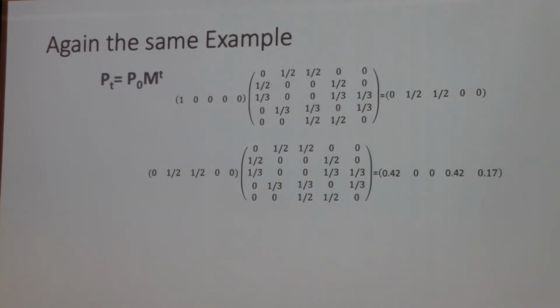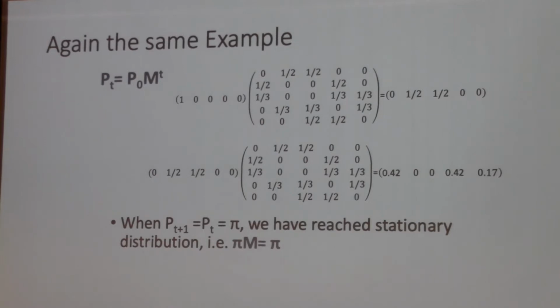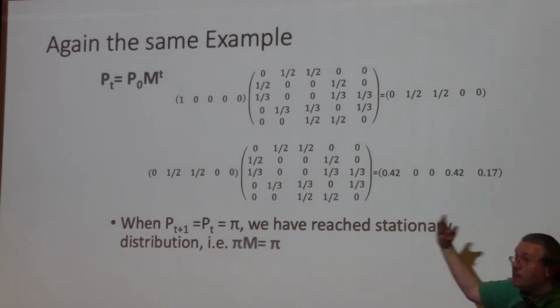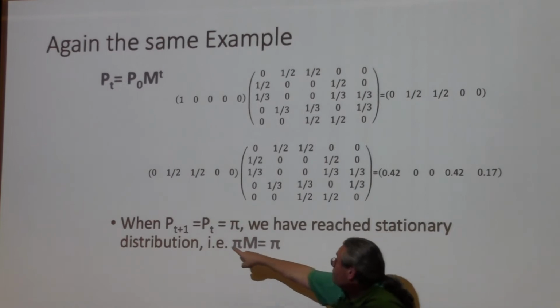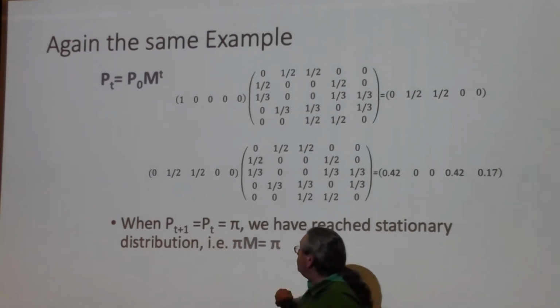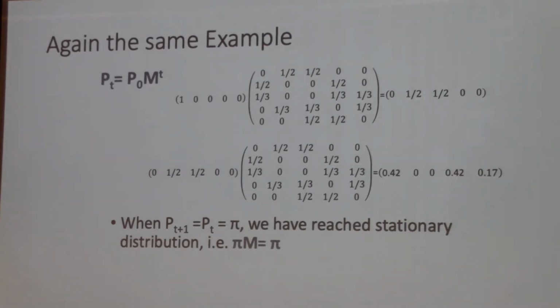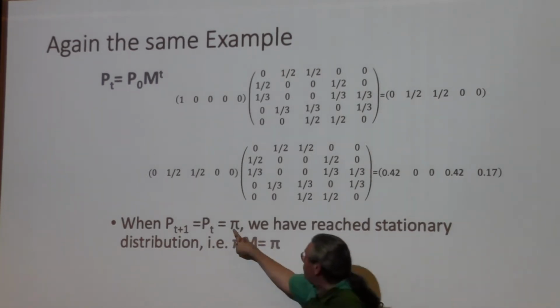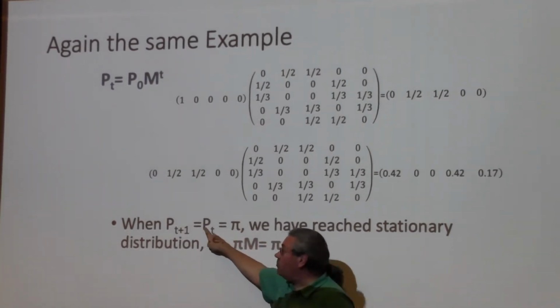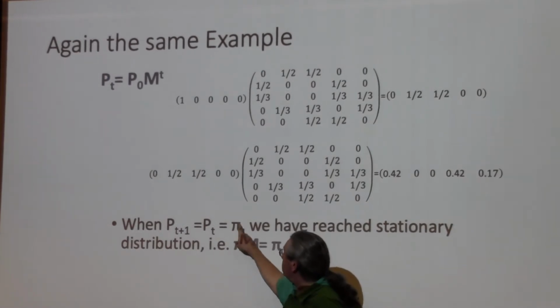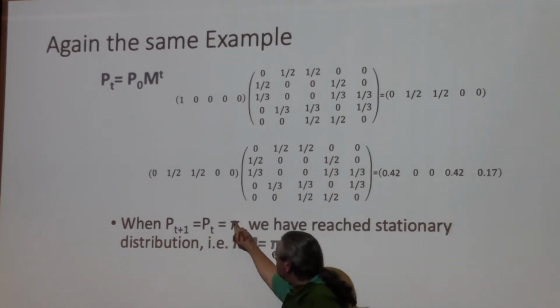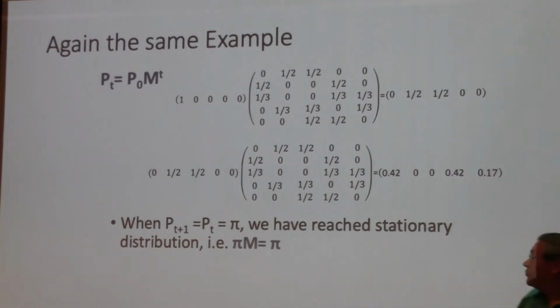So here it starts with 1, 0, 0, 0, 0. We get this after one step. We get this after 2 steps. And we keep going. And if Pt plus 1 is equal to Pt, then we have converged, right? We have reached our stationary distribution. And let me call this one a little pi. A P is a capital, little pi is like a small p. This little pi is the converged distribution.